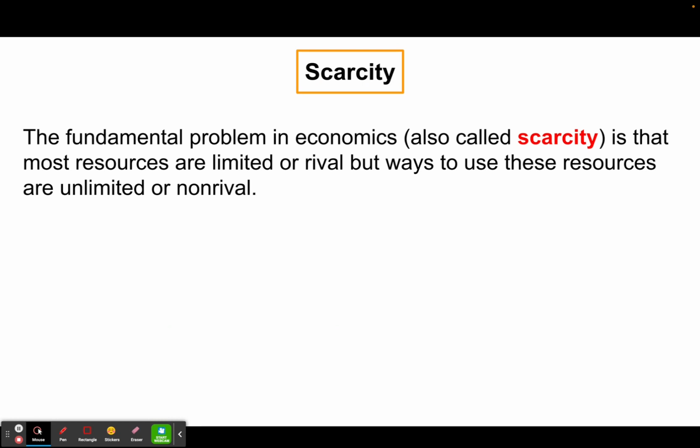So now we're going to go ahead and turn to what is arguably the most important vocabulary term in this entire course, and that is scarcity. Scarcity is the fundamental problem in economics, and it's the idea that most resources are limited, or what we call rival, but ways to use these resources are unlimited or non rival. There's a lot of ways to use a resource, but we have to make decisions on how to use it.